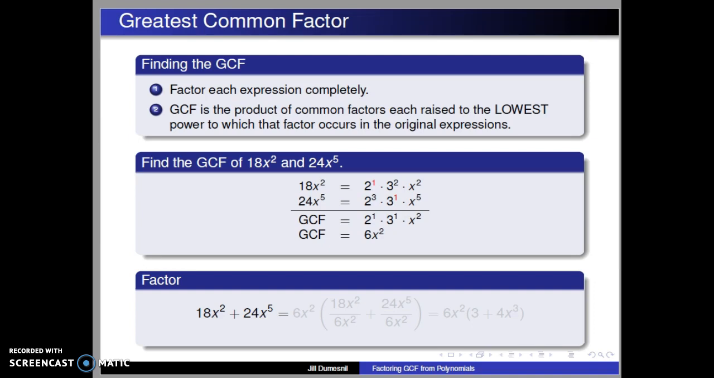Now let's factor 18x squared plus 24x to the fifth. We have a common factor of 6x squared that we can undistribute. To find the remaining factor, we divide each term by the 6x squared that was factored out. Notice this is reminiscent of multiplying by a clever 1. Now, 18x squared over 6x squared is 3, and 24x to the fifth over 6x squared equals 4x cubed. Our factorization is complete.